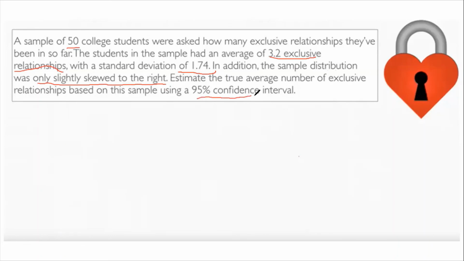Okay, so we have this 3.2, which is the mean, and we have the standard deviation. And then we have a sample distribution statement that it is a little bit right skewed. And we say that we have to construct a 95% CI. Okay, let's think about our conditions to use a confidence interval. So the first condition is independence.